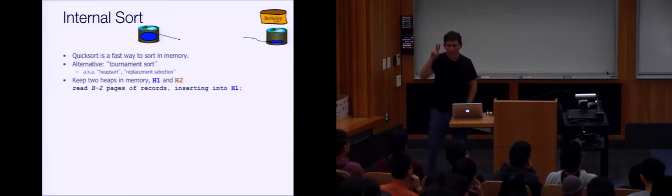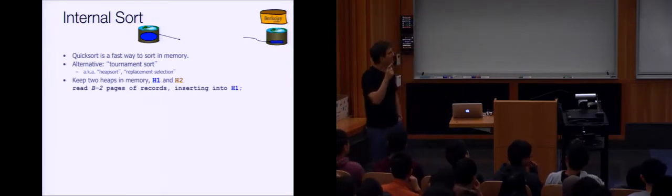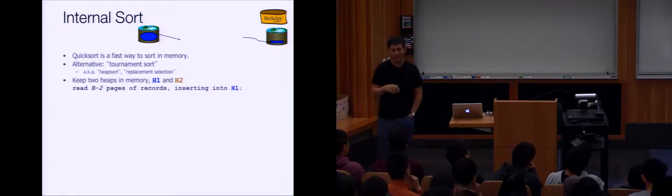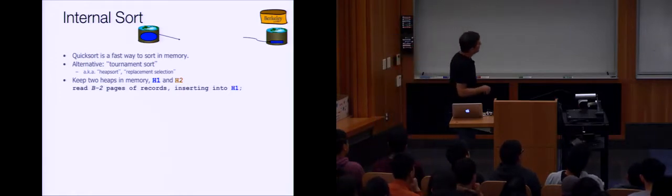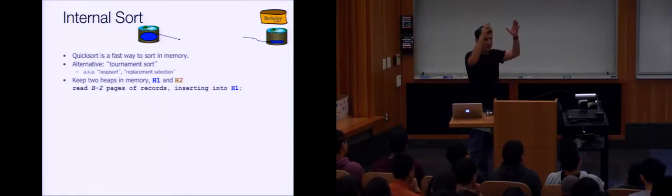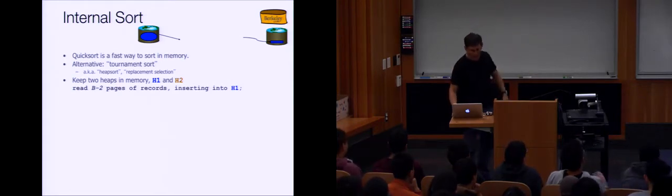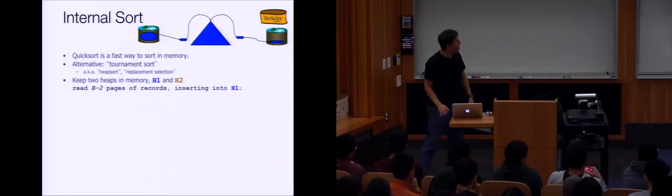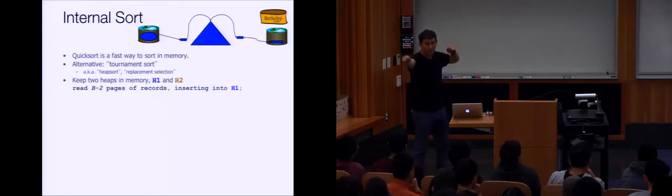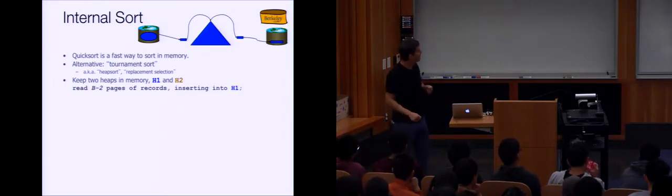We're actually going to have two heaps in memory. The blue one, which we'll call H1, and the brown one, which we'll call H2. We're going to start by reading in B minus 2 blocks and inserting all the records into H1. So we're going to build a big old H1 heap in memory. We're going to have an input buffer and an output buffer, which is why it's minus 2. But here's what's going to happen.